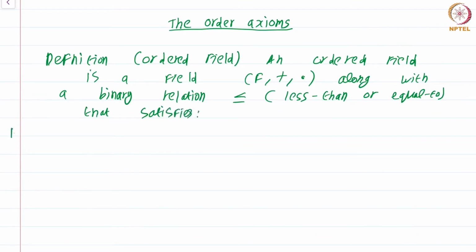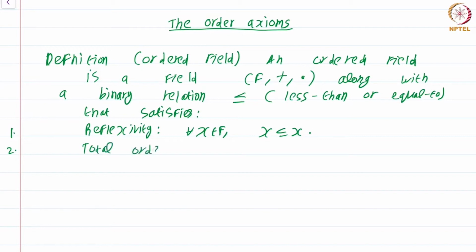That satisfies number 1, reflexivity. This should remind you of something from the last week. For all x in F, x is less than or equal to x. 2, total ordering. This just says that any two elements are comparable. For all x, y in F, either x is less than or equal to y or y is less than or equal to x.